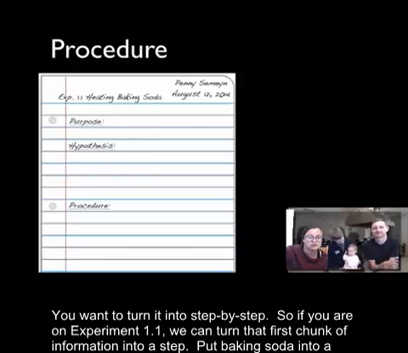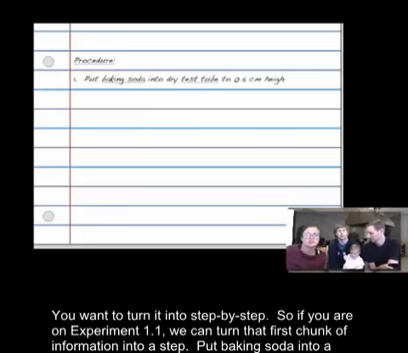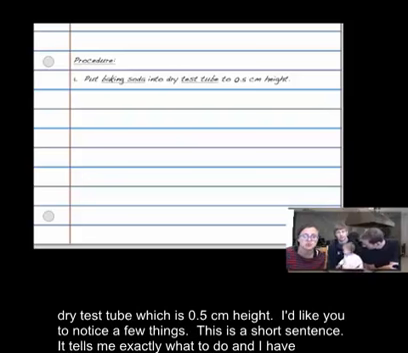So if you are on experiment 1.1, we can turn that first chunk of information into a step. Put baking soda into a dry test tube to 0.5 centimeters height. I would like you to notice a few things. This is a short sentence that tells me exactly what to do, and I have underlined baking soda and test tube. Why did I do that?